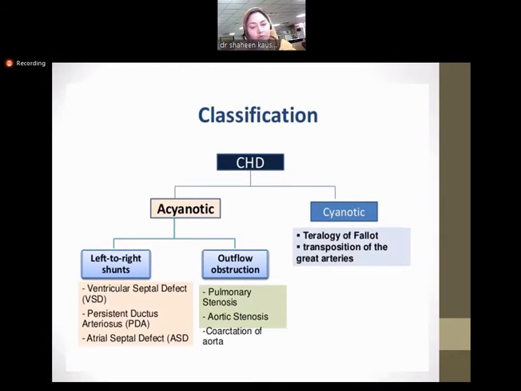Again, we come to the slide. We have briefly discussed that there are left to right shunts and right to left shunts. Left to right shunts include ventricular septal defect, atrial septal defect, and patent ductus arteriosus. Then there is outflow obstruction, which includes pulmonary stenosis, aortic stenosis, and coarctation of aorta.